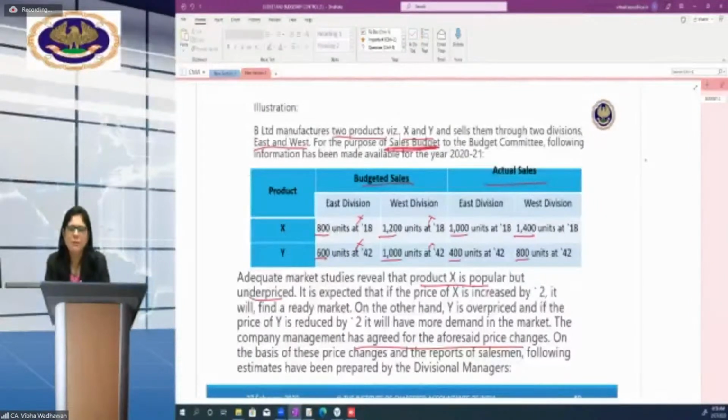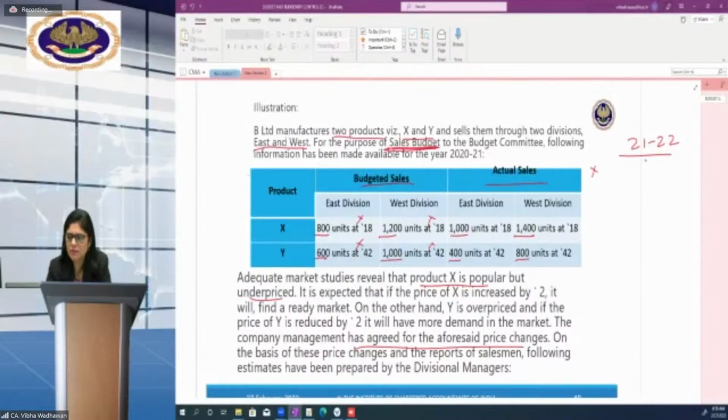Clear? So budgeted sales for product X and for product Y, you can calculate the value, I guess, units and selling price is given to you. Let us calculate for 21 and 22. So 21 and 22 we have to calculate. 2021 is already given.